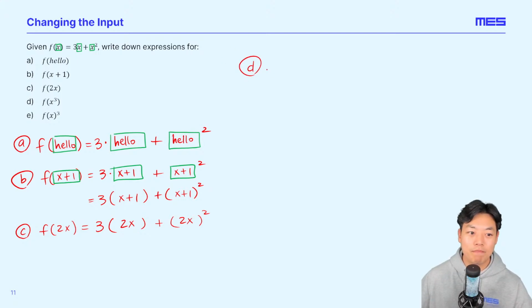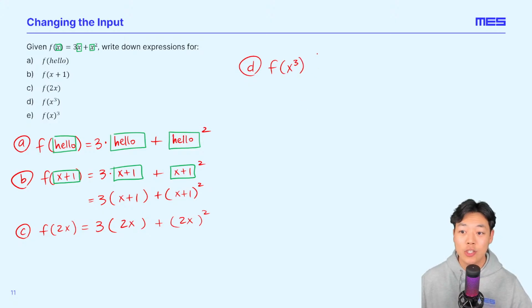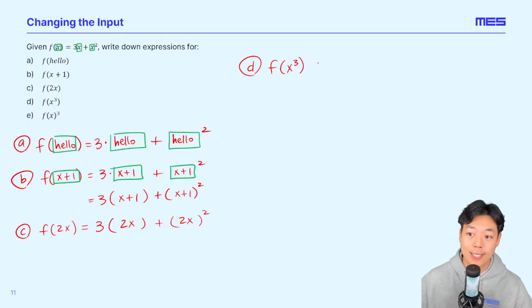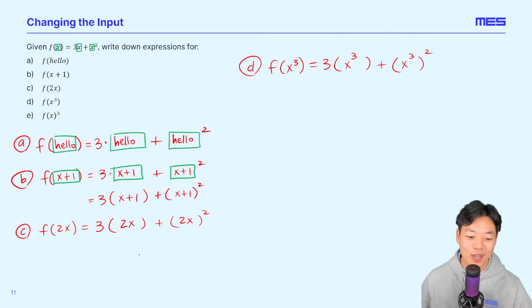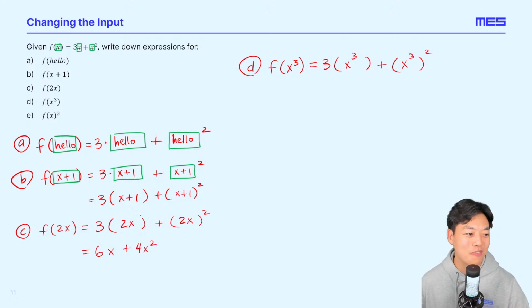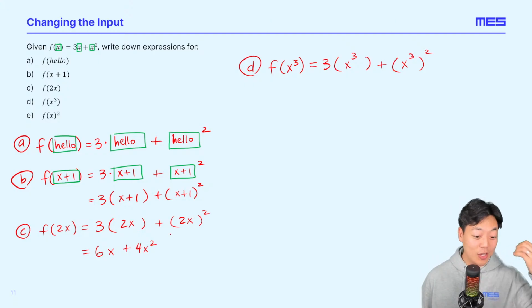Let's check out letter D. F of x cubed. We're plugging in an x cubed into wherever we see parentheses or that green box. This will give us 3 times some parentheses plus some parentheses squared. Beautiful work, Kanav. We're going to plug in x cubed into the parentheses here. So we have x cubed here and x cubed here. Let me know what you get for this one. This will be 6x plus 4x squared when you simplify. Nice work. And you can go ahead and factor here as well, right? You can factor out a 2x if you would have liked.